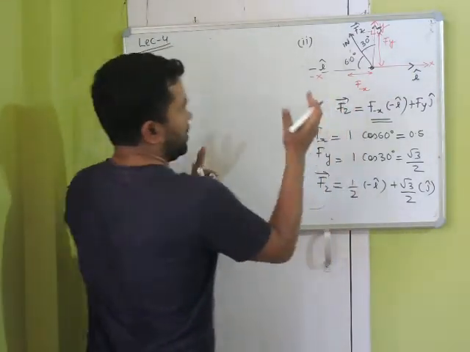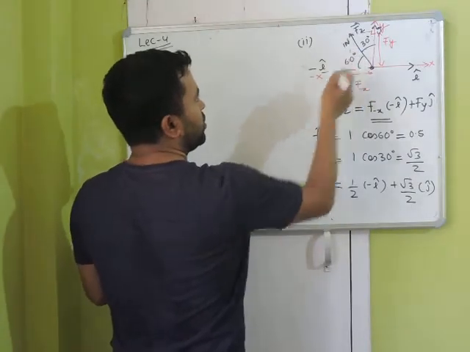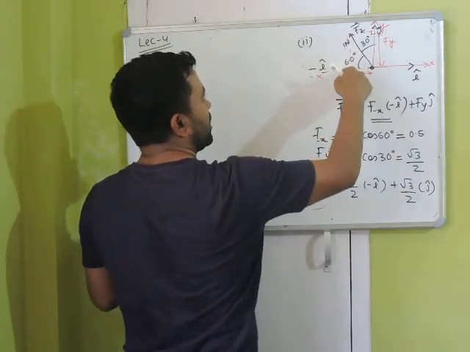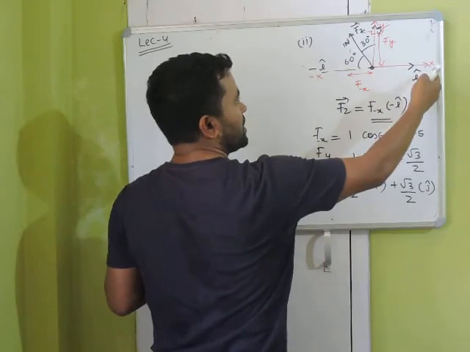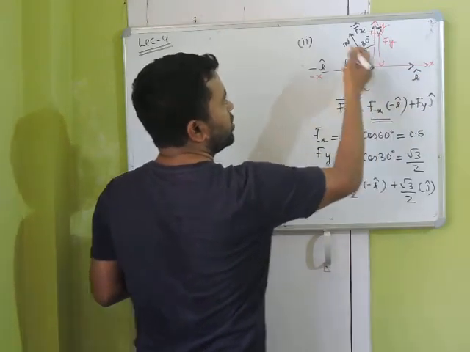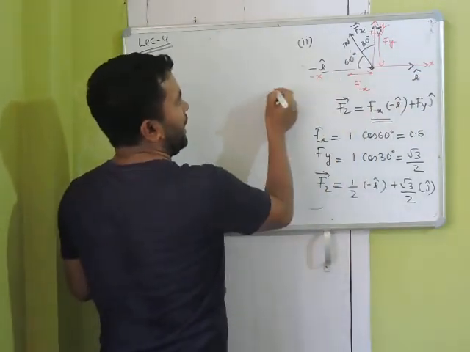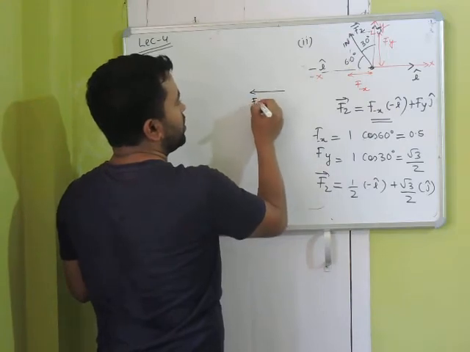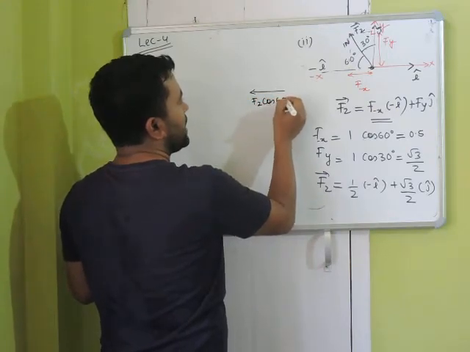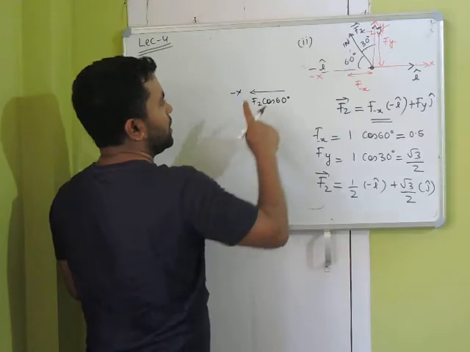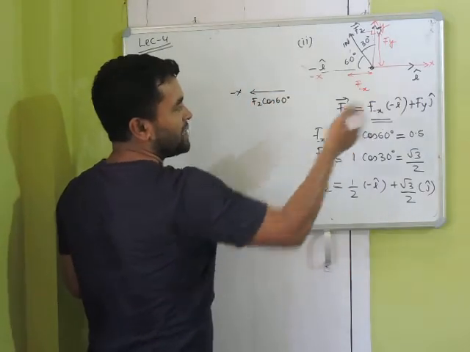Okay, aside from the question, you know that it has some component along this. What is the component along this, right? So it turns out that F2 cos 60 degree is acting along minus x. What will be the component along plus x?